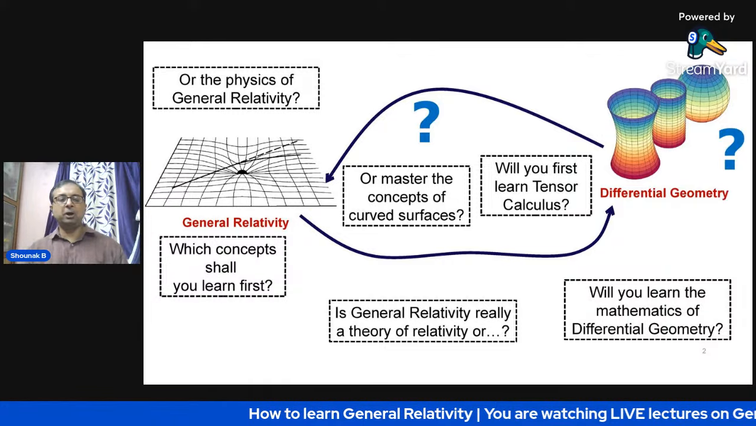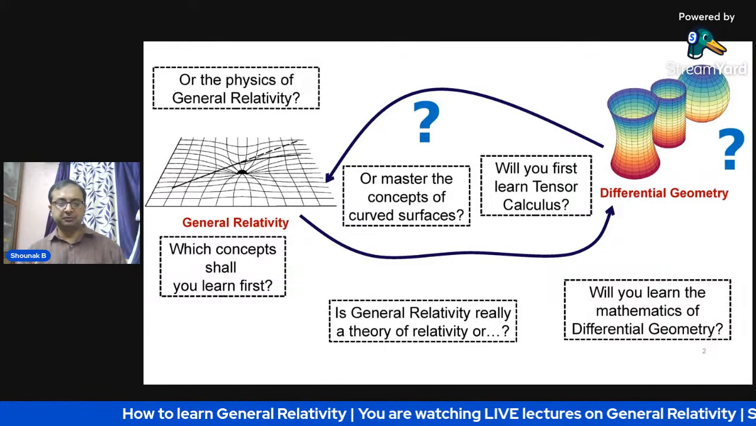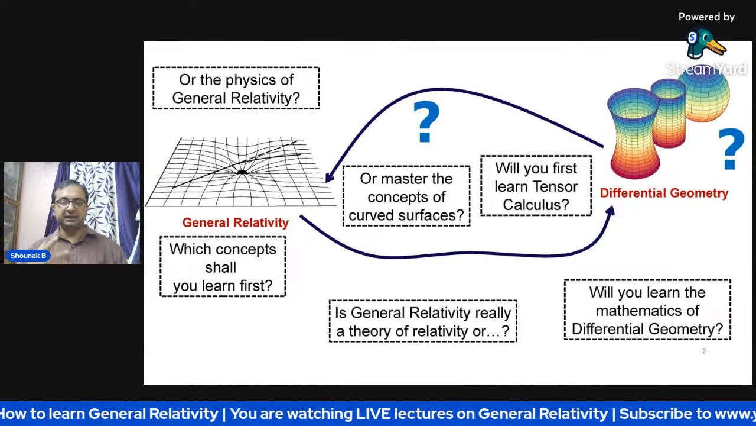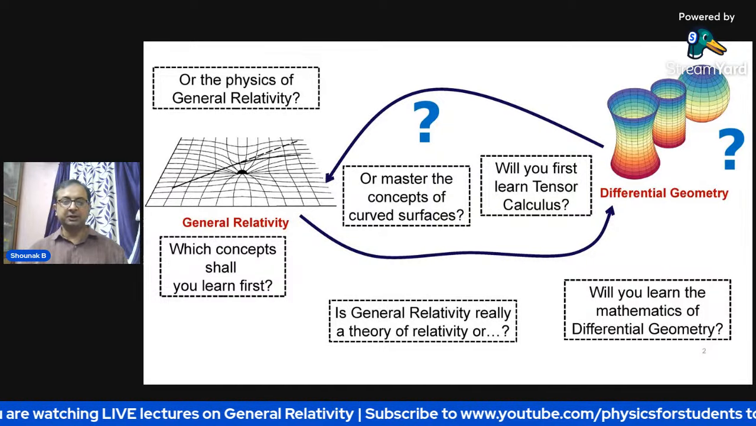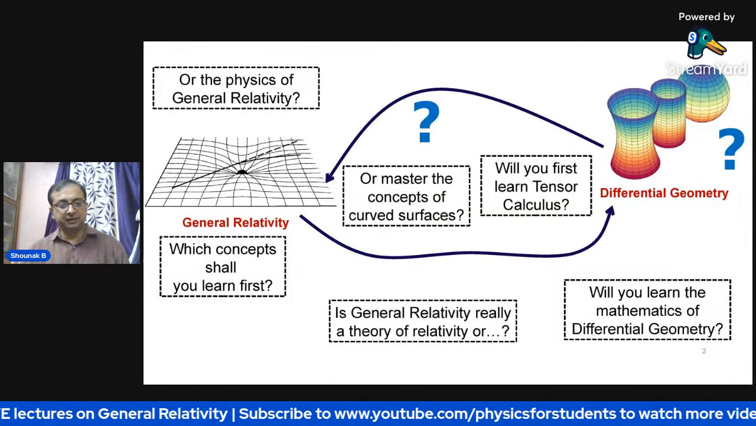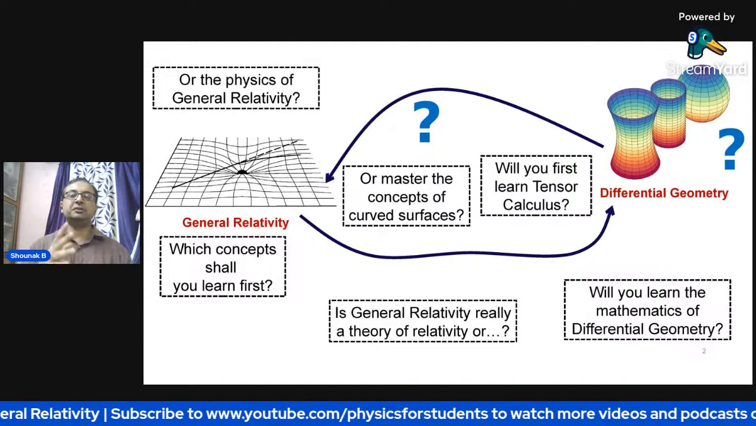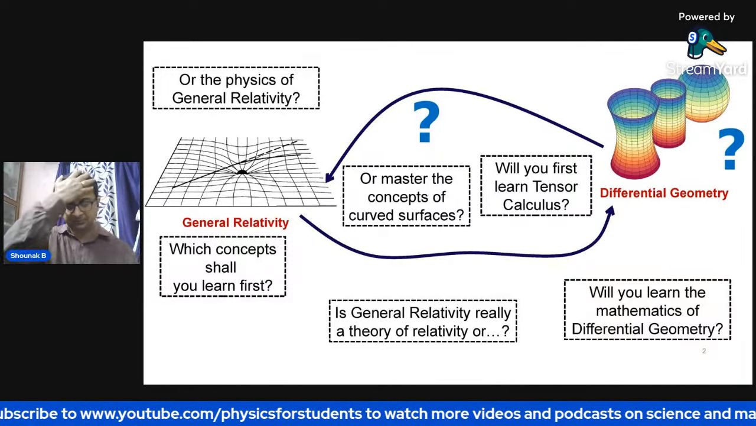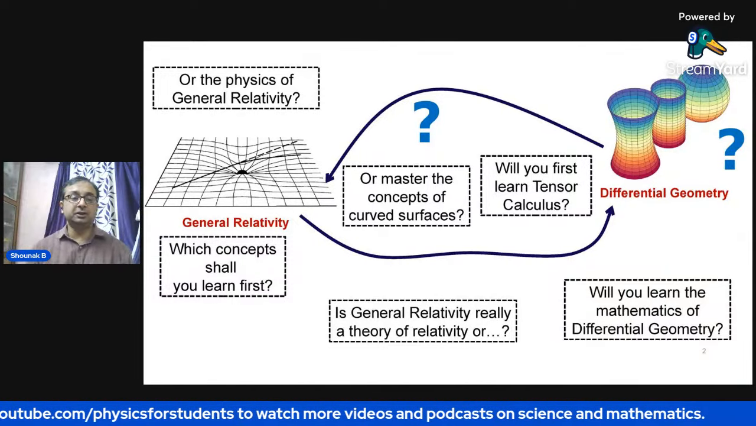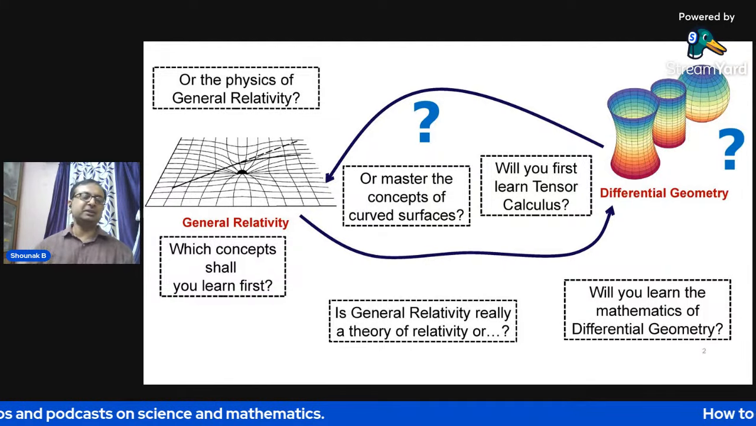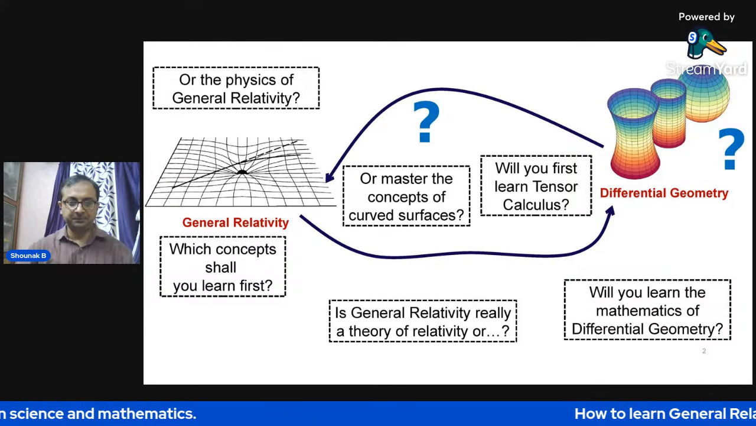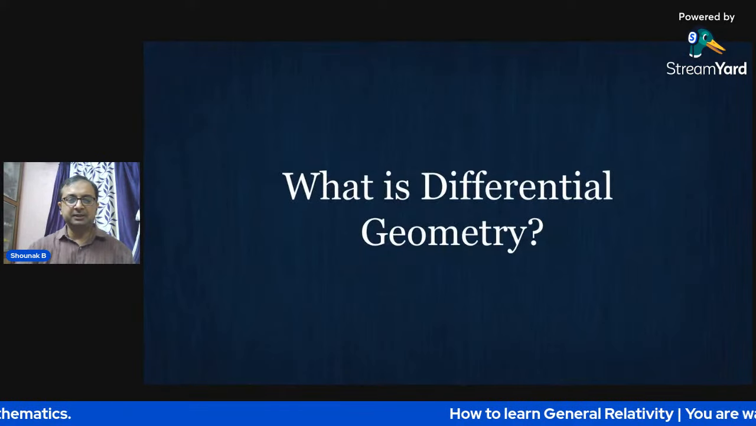So what shall we do? Shall we master the concepts of curved surfaces? Shall we first learn tensor calculus? Shall you learn the mathematics of differential geometry? Is general relativity a theory of relativity? Which concepts shall you learn first? All those questions come up. Because even if you're learning general differential geometry, remember it's a huge subject. It takes years. There are specialists only in differential geometry. So that is basically the question.